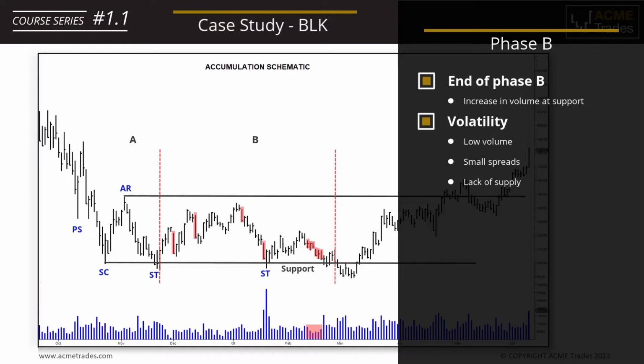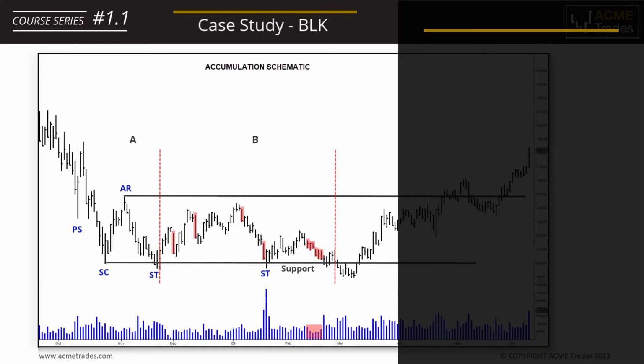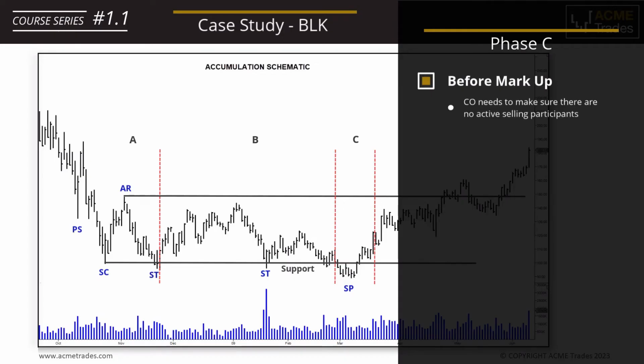Phase B is about accumulating a position, and the lack of volatility towards the end is suggesting that perhaps supply has been absorbed. So into phase C, the spring. Now don't forget, before markup, the CO needs to make sure there are no active willing selling participants going forward. Yet there is high volume here and here, right at the structural location of support within our accumulation schematic.